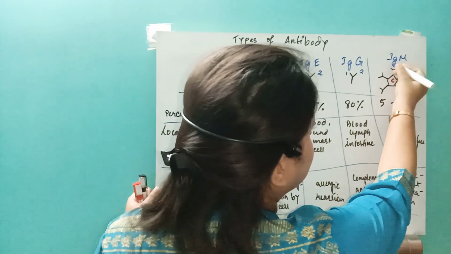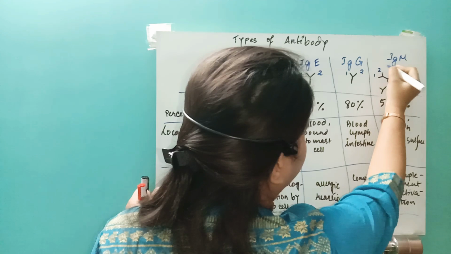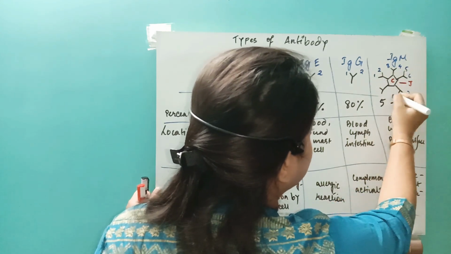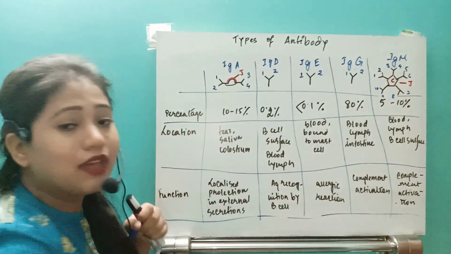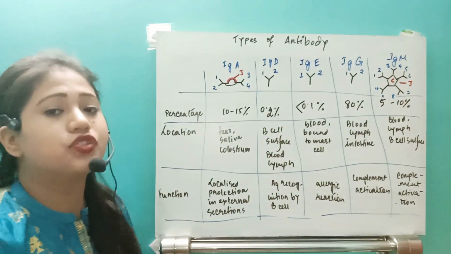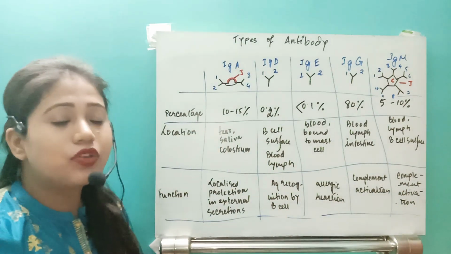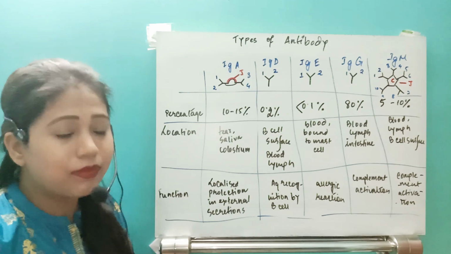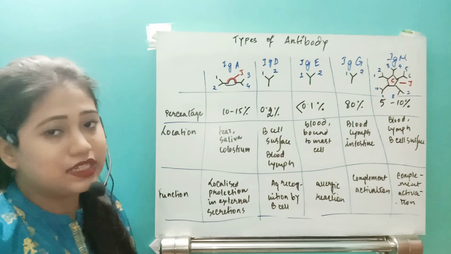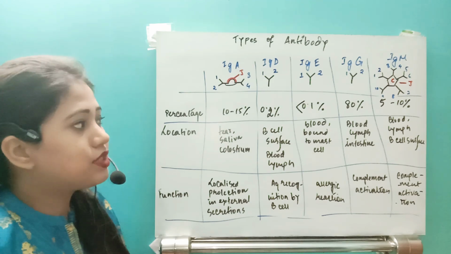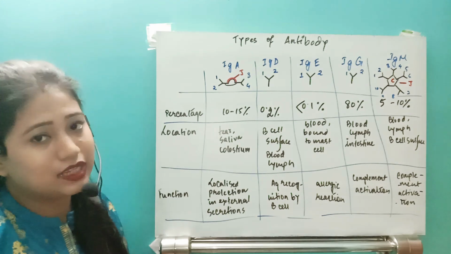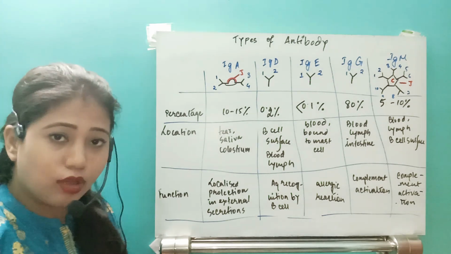If you see immunoglobulin M, there will be 10 FAB regions: 1, 2, 3, 4, 5, 6, 7, 8, 9, 10. With these FAB regions, immunoglobulin M can attach to the antigens. Structure wise, which is the smallest antibody or immunoglobulin?